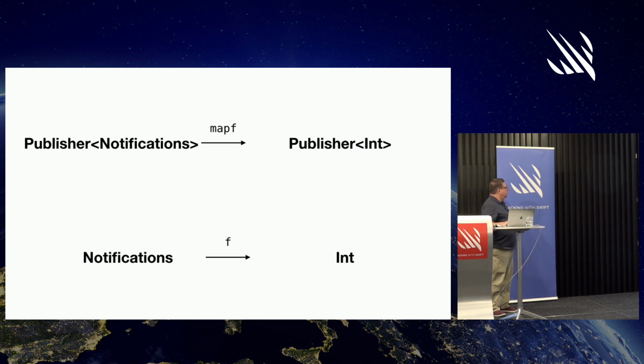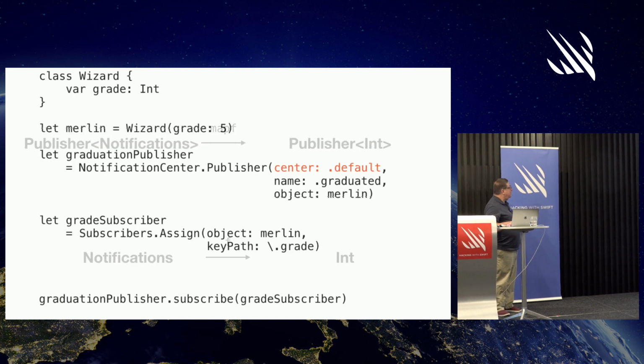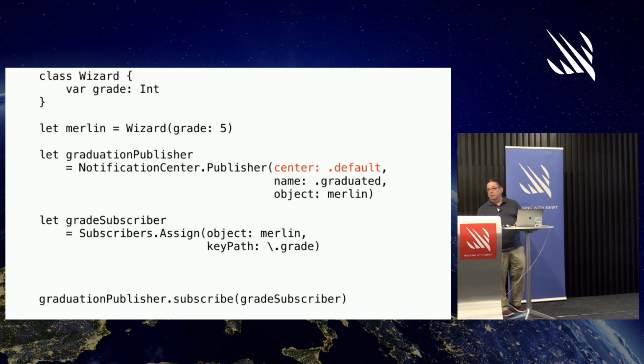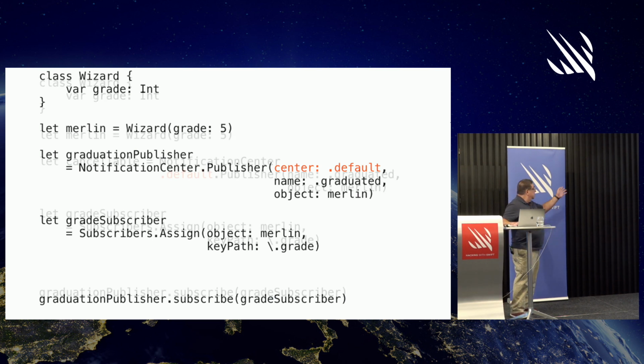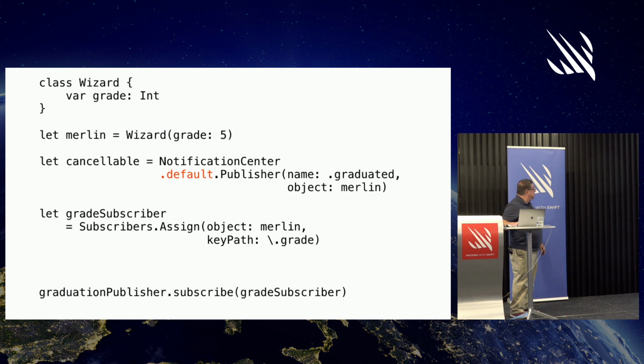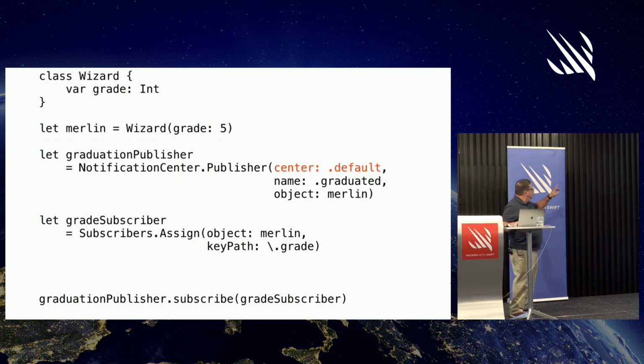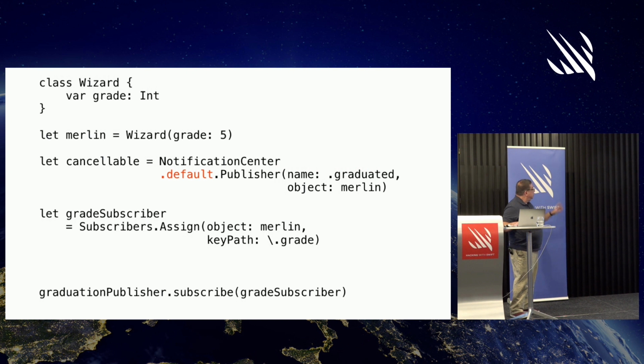And you say, oh, that's the same map we know. And I say, yes. Map is a design pattern. Map is not something specific to arrays. And so here I am getting what I want. And so let me go back here. They've cleaned up the API as well, so instead of publisher with center default, I can change it to this. It's a notification center dot default, and I publish out these things.